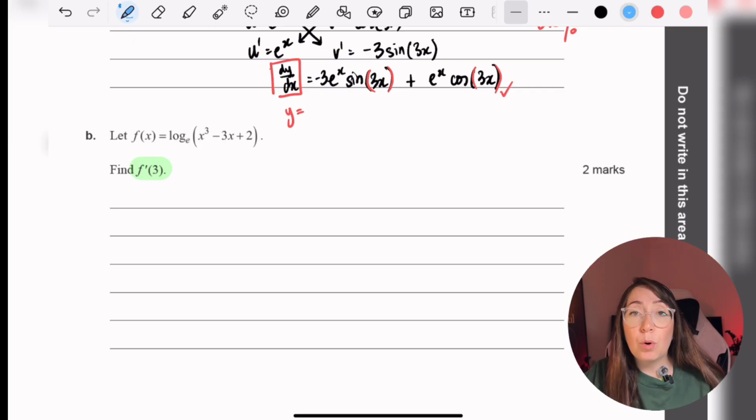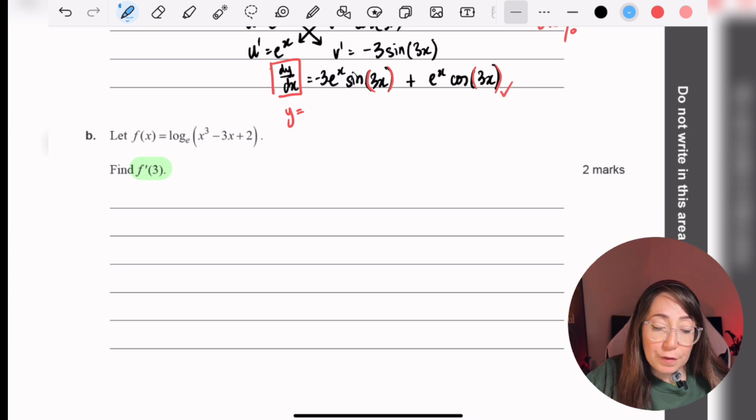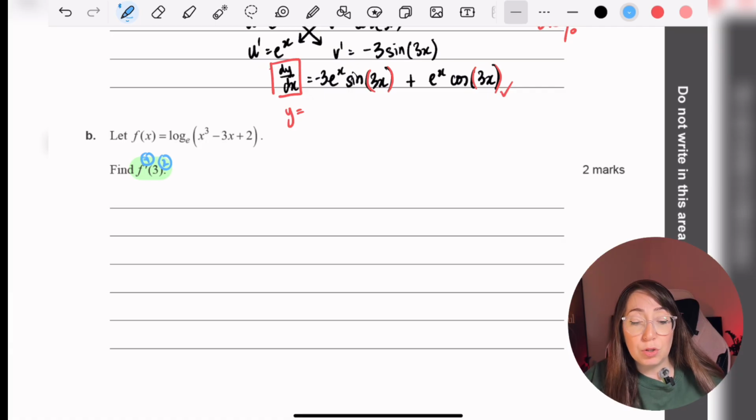When there's more than one step, what I like to do is label each of the steps, because in an exam, sometimes when you're under pressure, you kind of get an answer and you move straight on to the next question. Whereas if you label the 2 steps to this, so I need to find the derivative, that's step 1, and then I need to substitute in 3, that's step 2, then I know to check at the end that I've completed each of those steps.